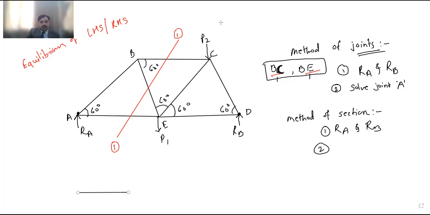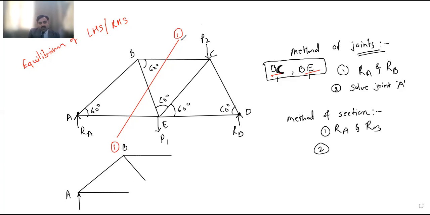This is the member AE. Then here is the reaction RA. Then this is member AB, which is as it is, because it is not getting cut by the section, so it is as it is. Then from this point, the horizontal member is there, BC. And next member, this is the member BE. Now see how I am showing. This is my point A. This is point B. Member AB will be as it is, not cut by the section line.